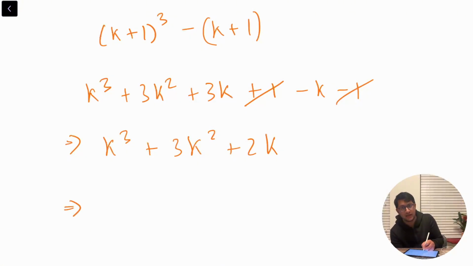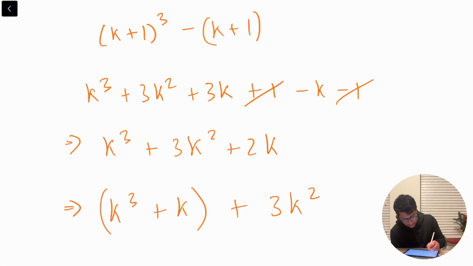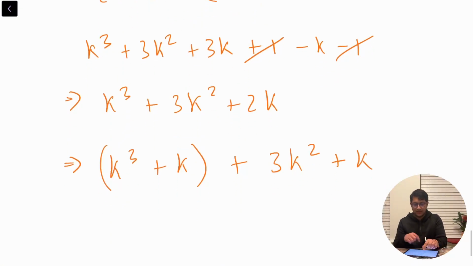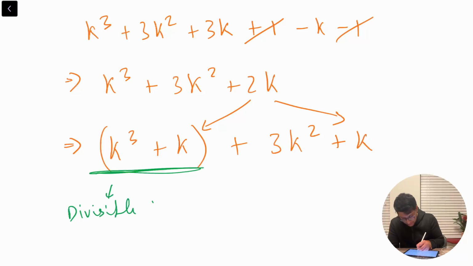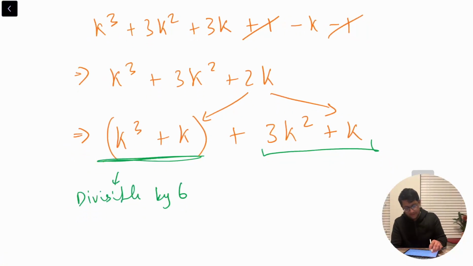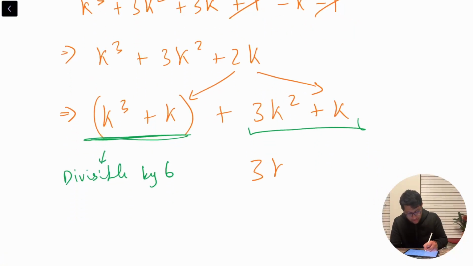So let's split up this 2k into k plus k. So we can rewrite this as k cubed plus k, right, plus 3k squared plus k. So I've just split up this 2k into these two k's. Now, we already know by assumption that this is divisible by 6, right? So we only need to worry about proving it for this now. So you can also rewrite 3k squared plus k as 3k plus 1 times k, right? What do you know about k and k plus 1?